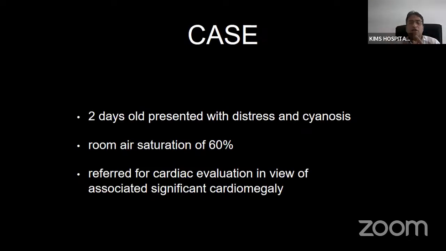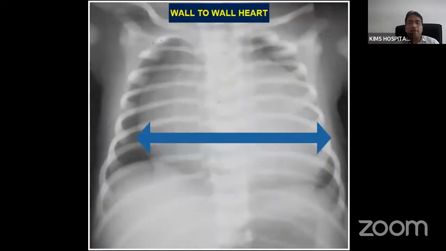This is the second case, 2 days old, presented with distress. Distress means having tachypnea, high work of breathing, and cyanosis with room air saturation of 60%, referred for cardiac evaluation in view of associated significant cardiomegaly. You can see this is a wall-to-wall heart. That means the cardiomegaly is so much that the cardiothoracic ratio involves both hemithoraces by almost 100%.